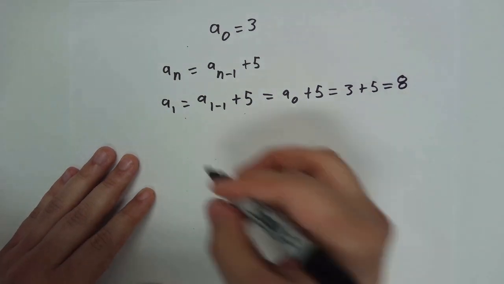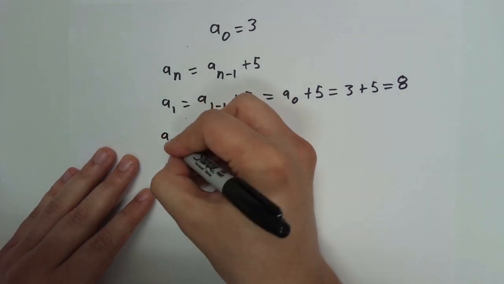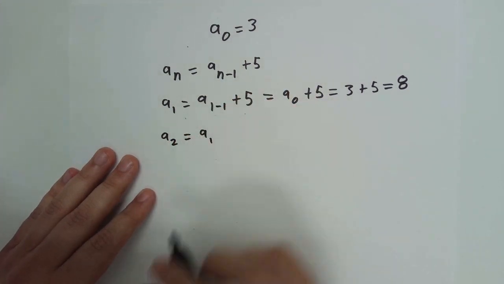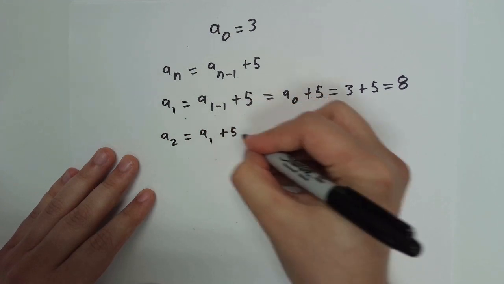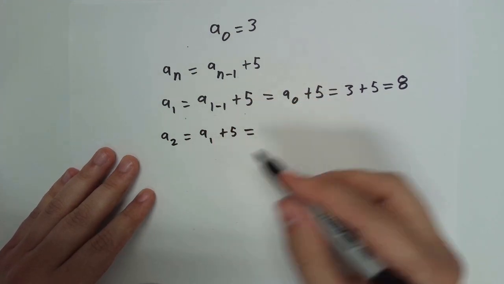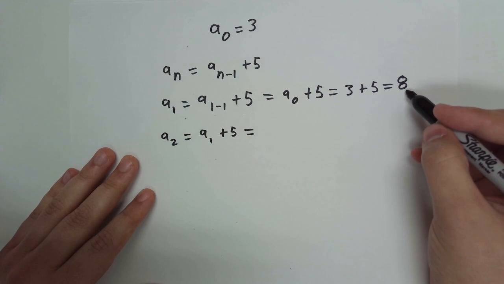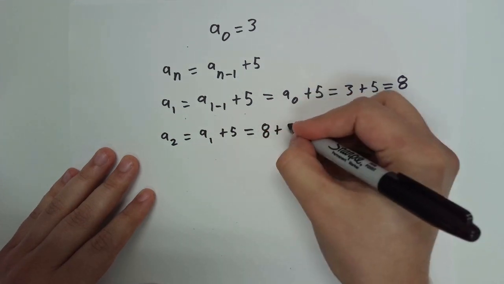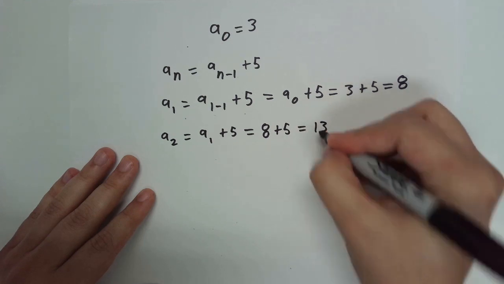Let's solve for the next item in our sequence. We have a sub 2 is a sub 1 plus 5. Again, I'm just simplifying this step a little bit. What's a sub 1? We just found that. That was 8. We have 8 plus 5, which is 13.